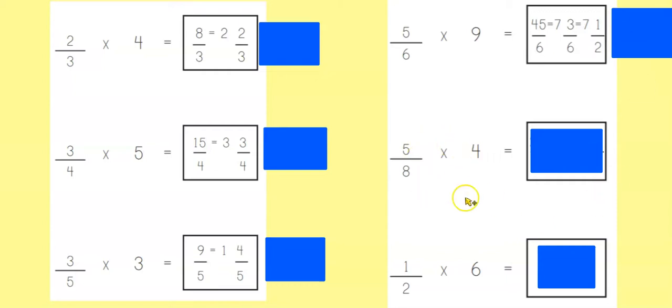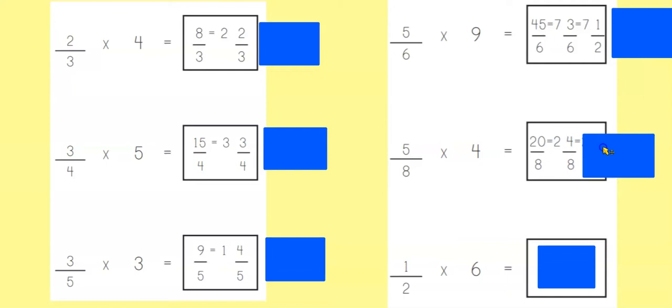And next one, 5/8 times 4. Again, it's going to remain eighths. We're not changing the size of the pieces, so the denominator is the same. So we're just going to have 4 times as many pieces, and 4 times 5 is 20. So we have 20/8, which you may have simplified to 2 4/8, which you know is equivalent to 2 1/2.